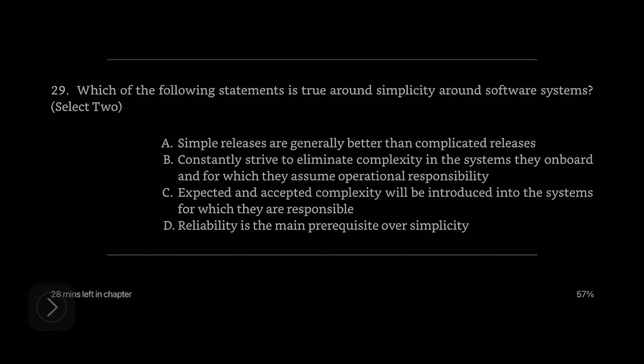29. Which of the following statements is true around simplicity in software systems? Select 2. Simple releases are generally better than complicated releases. Constantly strive to eliminate complexity in the systems they onboard and for which they assume operational responsibility. Expected and accepted complexity will be introduced into the systems for which they are responsible. Reliability is the main prerequisite over simplicity.